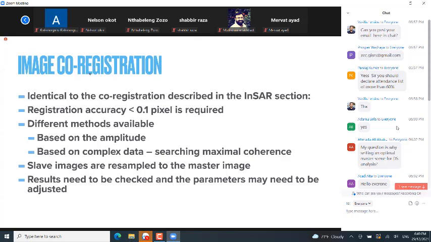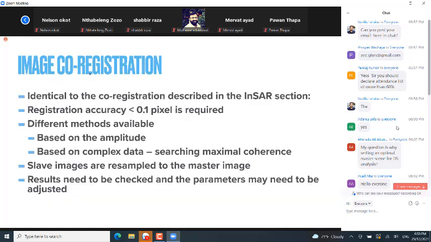The co-registration of the images, even to less than 0.1 pixel, even with hundreds of images, typically works very well without much problems. However, problems can occur. That's why I wrote the last line. It is strongly suggested to check the results and, if necessary, adjust the parameters, because errors can occur, especially if there are changes on the ground.